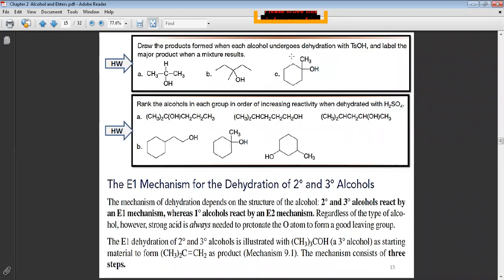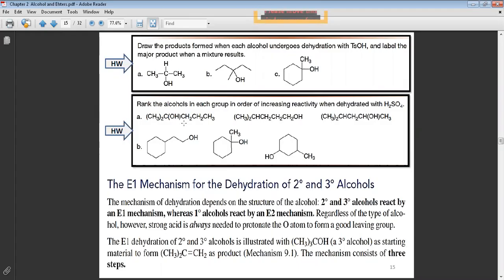Another homework. Rank the alcohols in each group in order of increasing reactivity when dehydrated with H2SO4. Which one is faster in reaction with H2SO4, this or this or this?